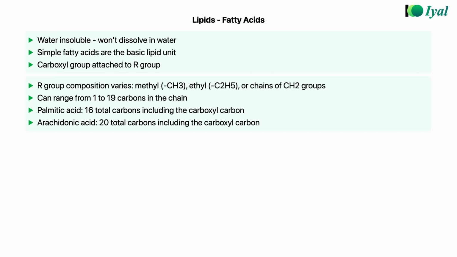Let me give you specific examples. Palmitic acid has 16 carbons total, counting the carboxyl carbon. Arachidonic acid has 20 carbons. These specific numbers matter because they affect the properties of the fat.